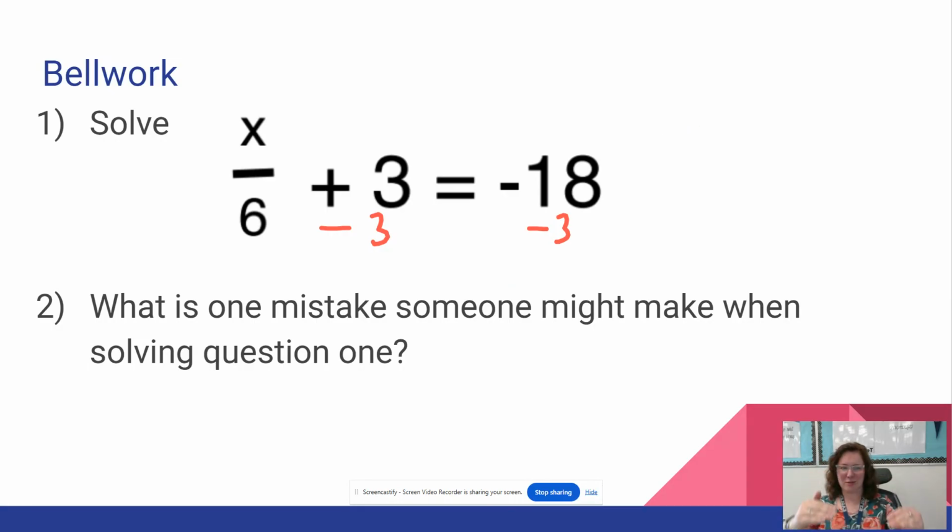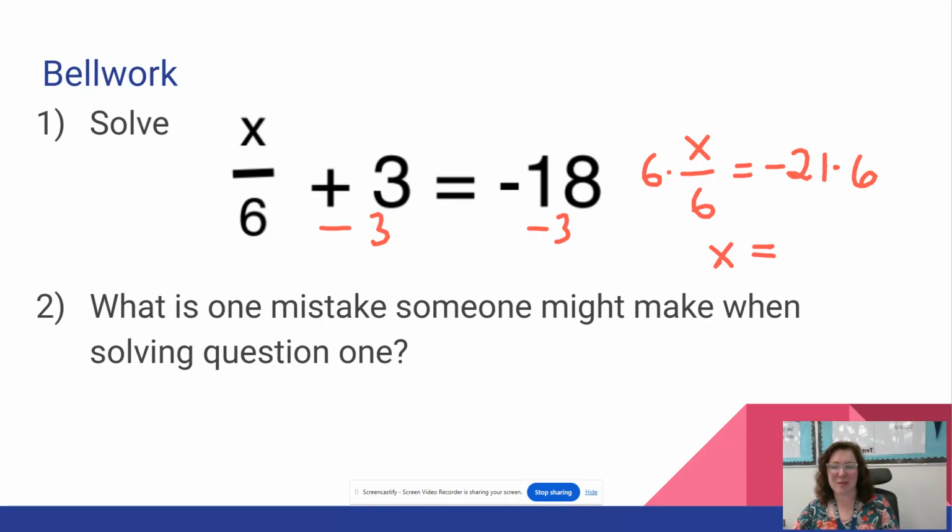So I don't have space to write it down below where I would prefer, so I'll write it next to it. I now have x over 6 equals negative 21. Now I have divided by 6. The opposite of dividing by 6 is multiplying by 6 on both sides of the equal sign. So x equals whatever that is, negative 21 times 6.